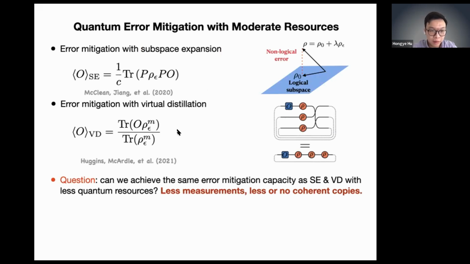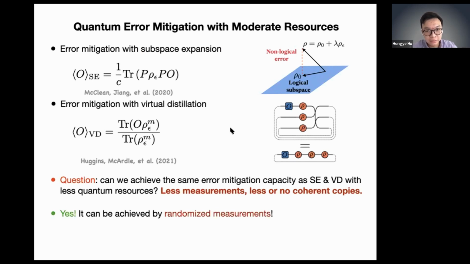We want to ask the question whether it is possible to achieve the same error mitigation capacity as the subspace expansion and virtual distillation, but with fewer quantum resources. For example, fewer measurements, fewer or no coherent copies. And luckily, the answer is yes. It can be achieved by utilizing the randomized measurement.